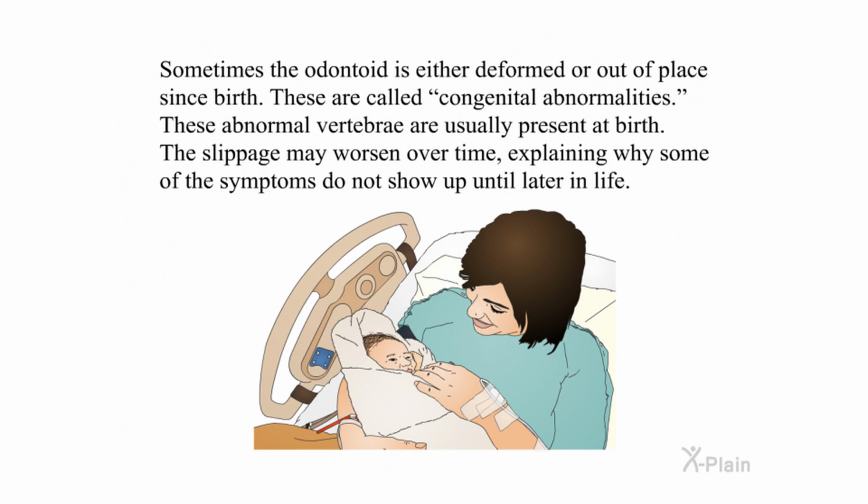Sometimes the odontoid is either deformed or out of place since birth. These are called congenital abnormalities. These abnormal vertebrae are usually present at birth. The slippage may worsen over time, explaining why some of the symptoms do not show up until later in life.